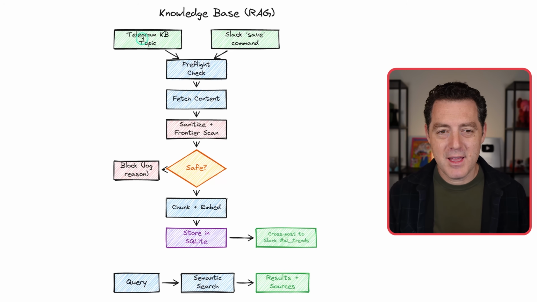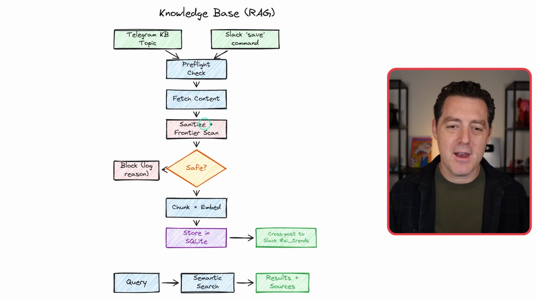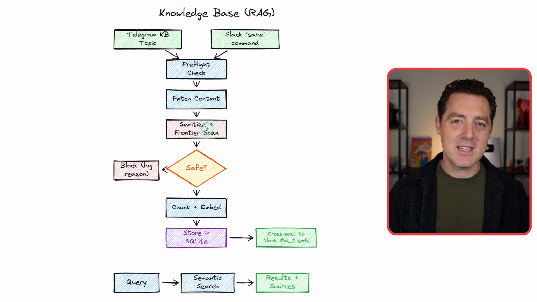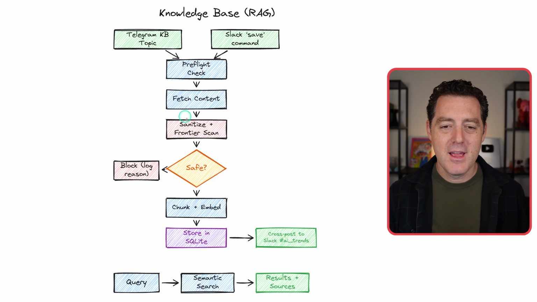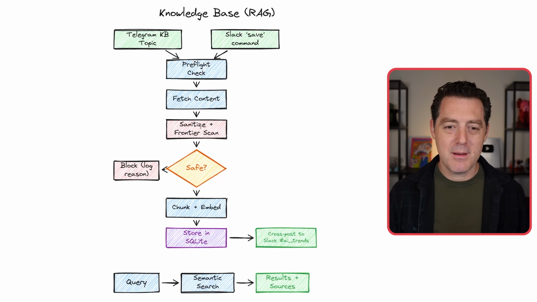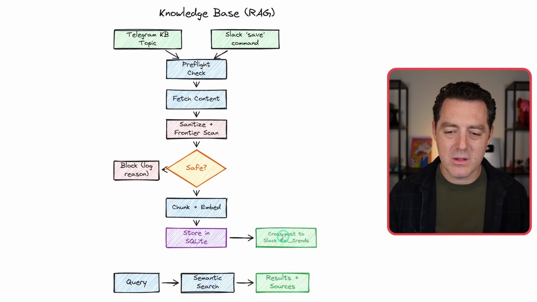So we have either a Telegram knowledge base topic or a Slack save command, which does a pre-flight check and fetches the content. And of course, I have standardized the security practices anytime I'm ingesting any text from the internet. We sanitize it, we put it in a sandbox, we do the frontier scan on it, and if it's not safe, we block it and we log the reason. If it is safe, we continue. We chunk and embed it, we store it in SQLite, cross-post to AI Trends, and then we can do querying, semantic search, and get the results plus the sources.